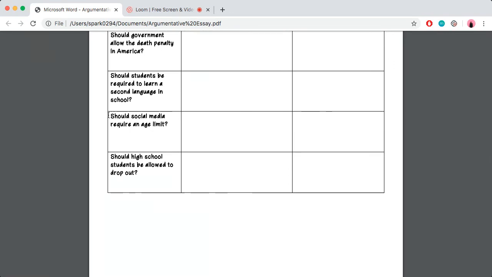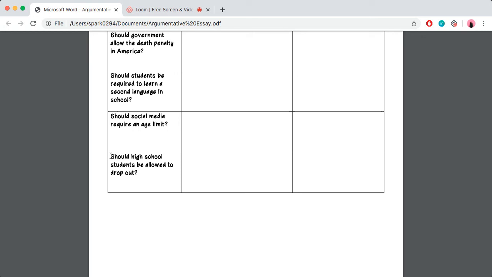Should social media require an age limit? Maybe you'll look up something along the lines of how many people are not following the guidelines, or how many people are facing harassment on social media when they're underaged, things like that. A surprising fact. Should high school students be allowed to drop out? Maybe you'll look up a surprising fact about how many high schoolers decide to stay in school, how many students are able to find a job right out of high school. There's so many different things that you can look up regarding these topics that make for a surprising fact.